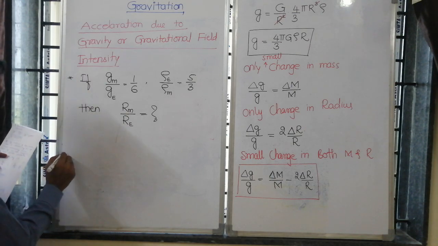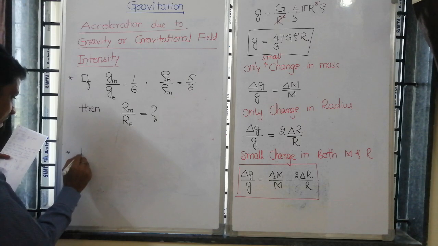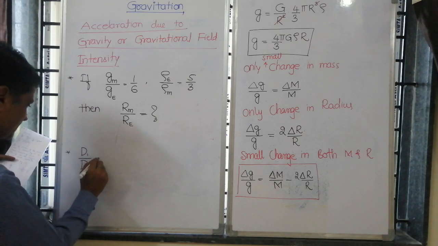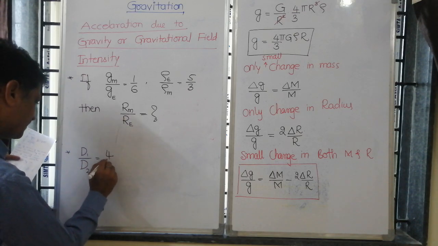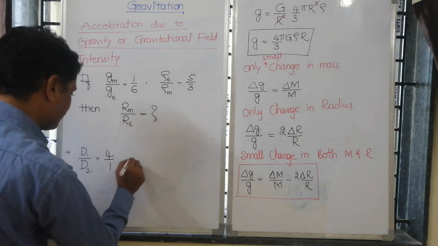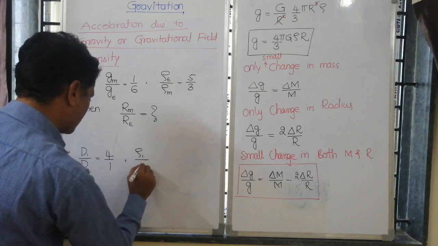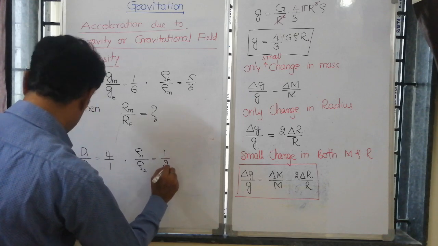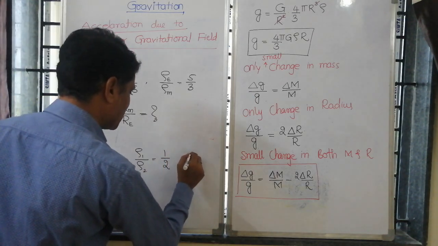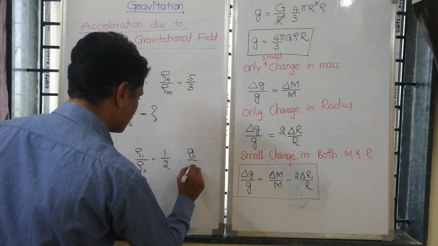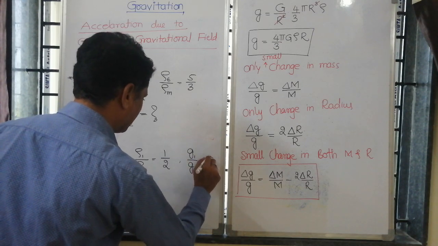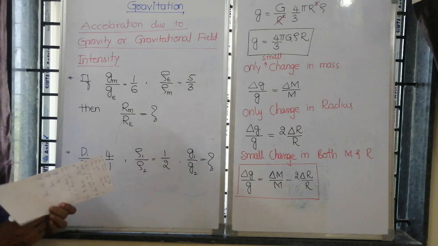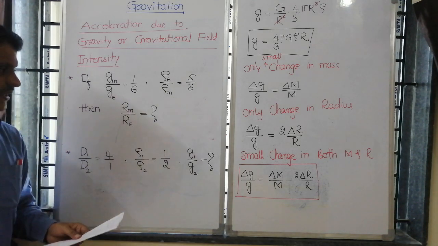And next is, if diameter of one planet divided by diameter of second planet is 4 by 1 and density of first planet to the density of second planet is 1 by 2, then what is the ratio of acceleration due to gravity of first planet to the second planet? Okay, so practice these two questions. We'll meet in the next hour.